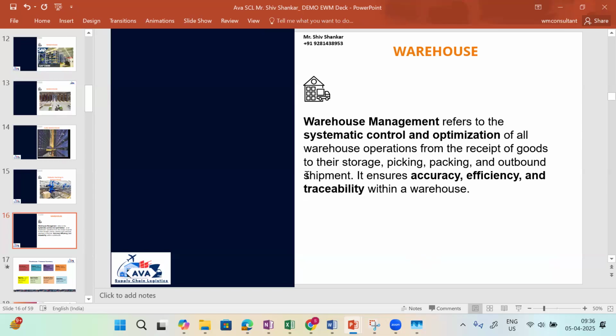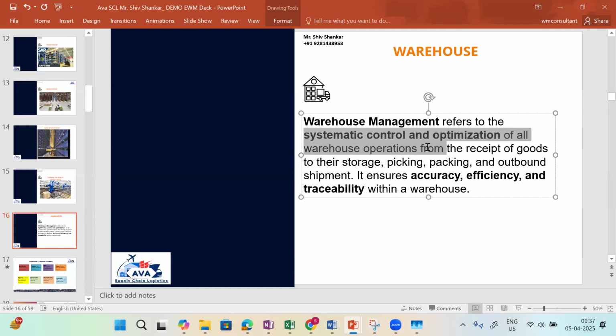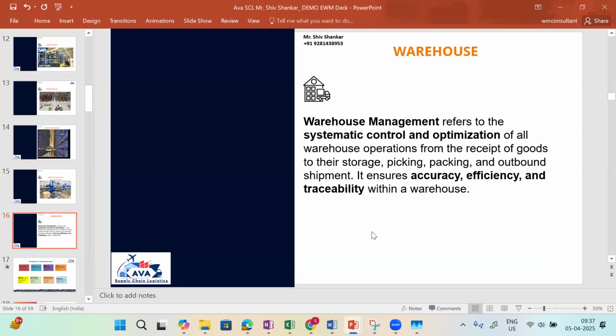Here we are not talking about SAP warehouse management; we are talking about general warehouse management. Extended Warehouse Management is the SAP application which is used to meet the requirements of the warehouse. And what are the requirements of the warehouse? It is to systematically control and optimize all warehouse operations, from the receipt of goods, storage, picking, packing, and outbound shipments.